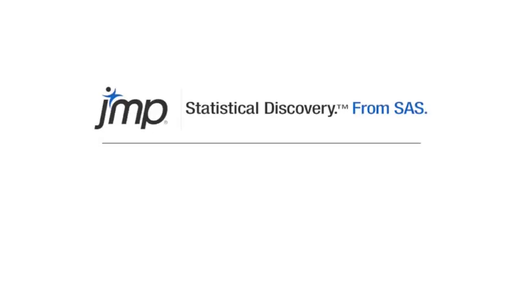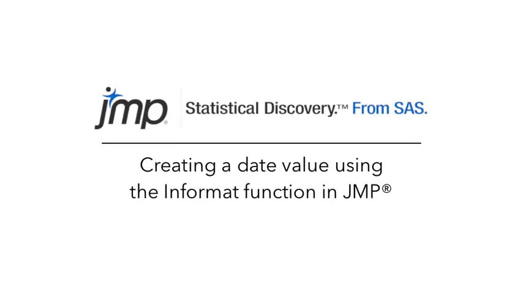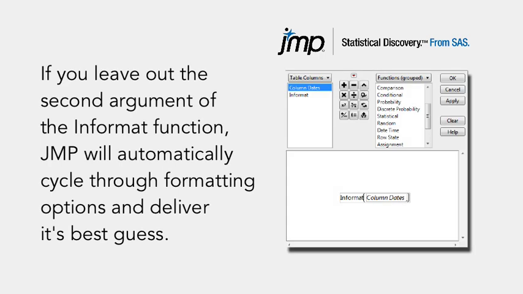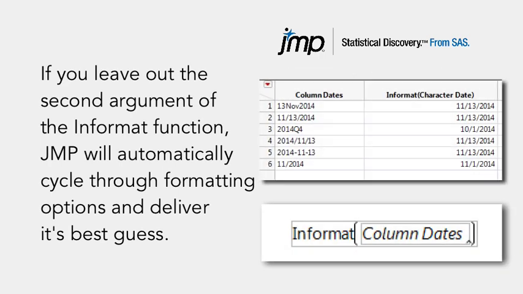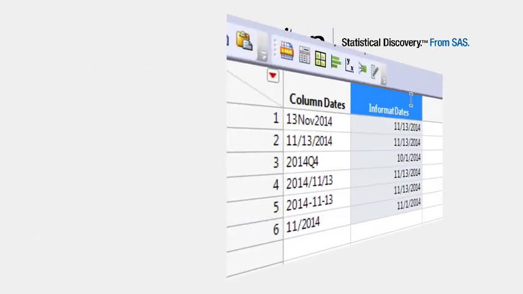So we have some dates in JMP that we need to format. Did you know that if we leave out the second argument of the informat function, JMP will automatically cycle through formatting options and deliver its best guess? Let's demo that now in JMP.